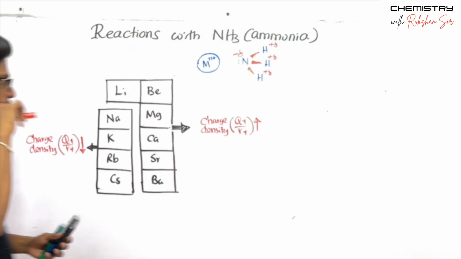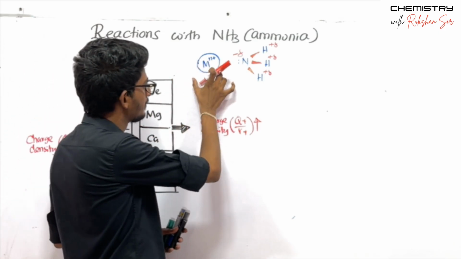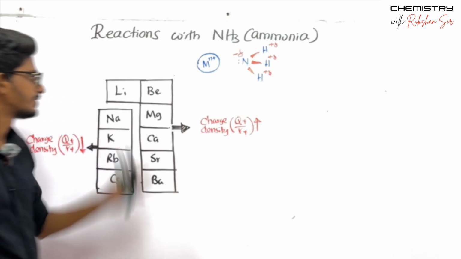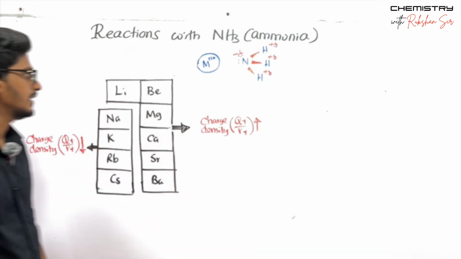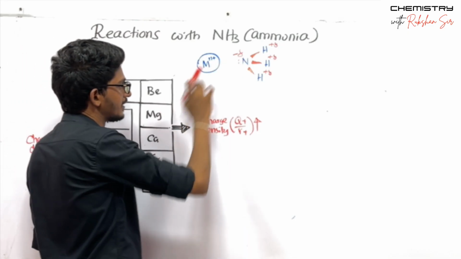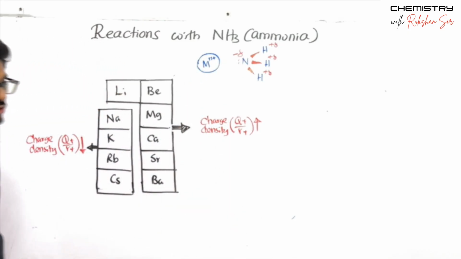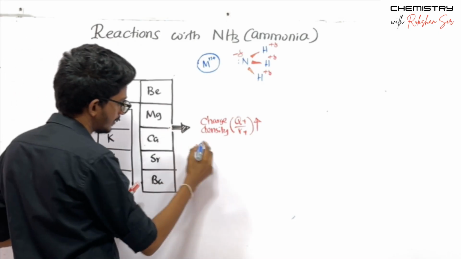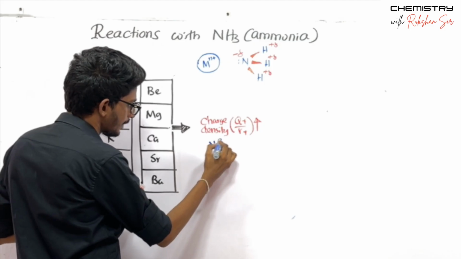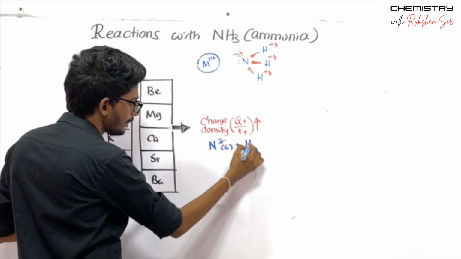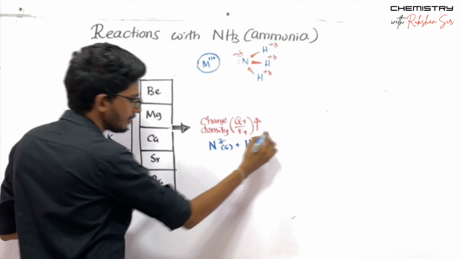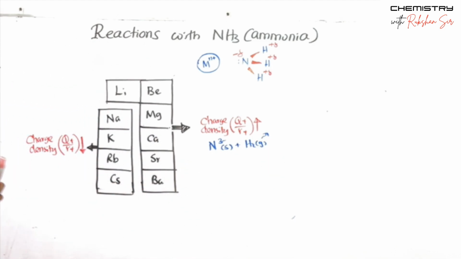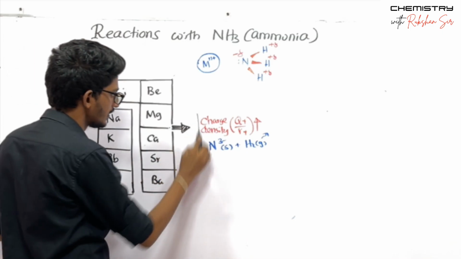So as the charge density or the polarizing power of these cations is high, this reaction will produce metal nitride and H2 gas as products, right? Metal nitride, M3N, plus H2 gas will be produced as products.